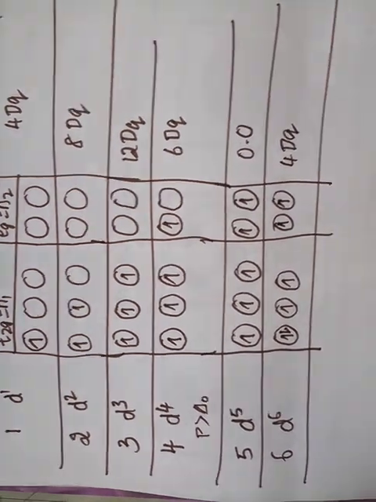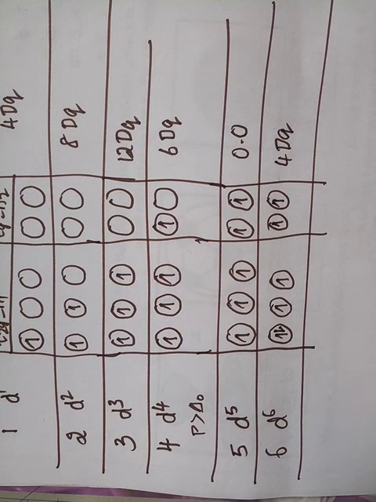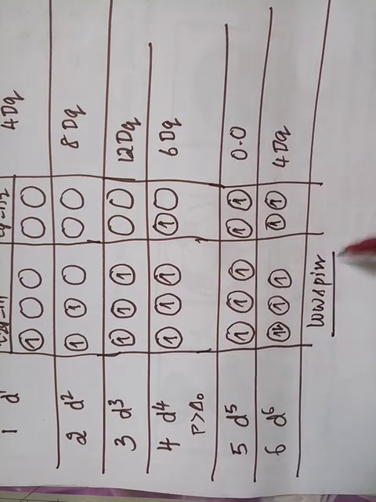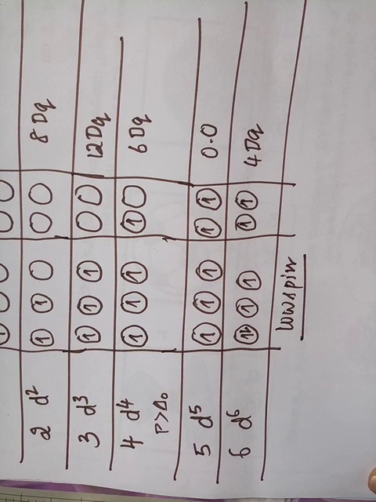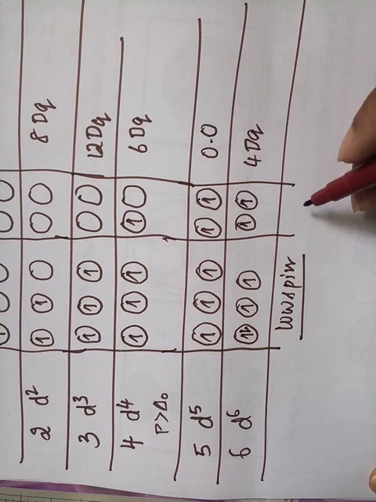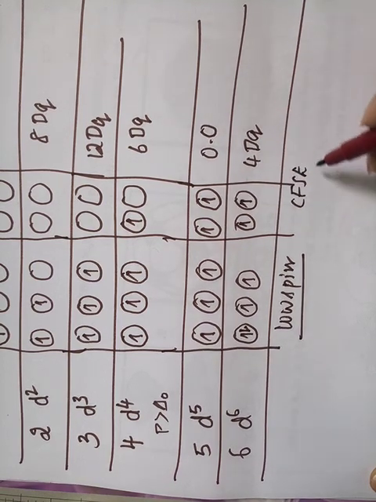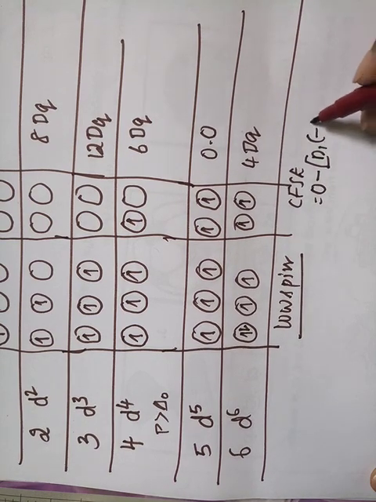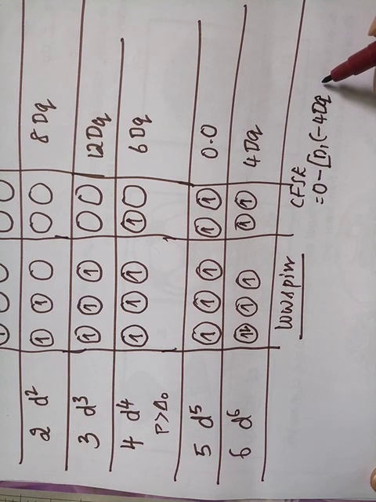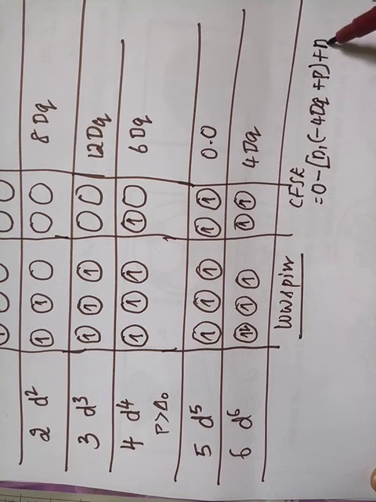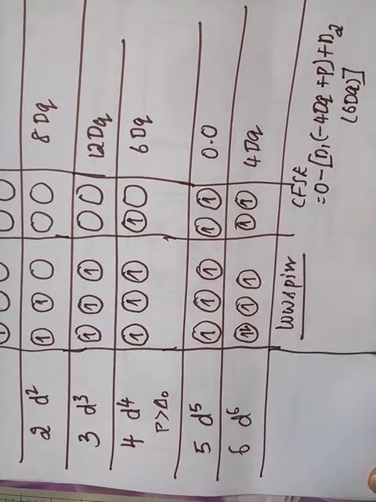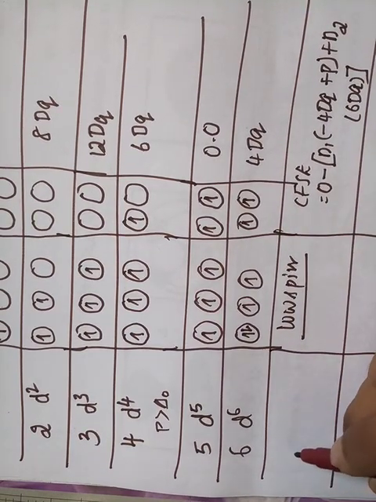Similarly, let us calculate the CFSE for low spin complexes. For low spin complexes, the CFSE can be calculated using the formula: 0 minus n1 times minus 4 Dq, plus pairing energy P, plus n2 times 6 Dq. Here n is the number of d electrons.